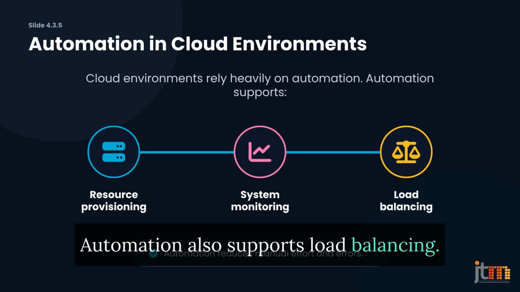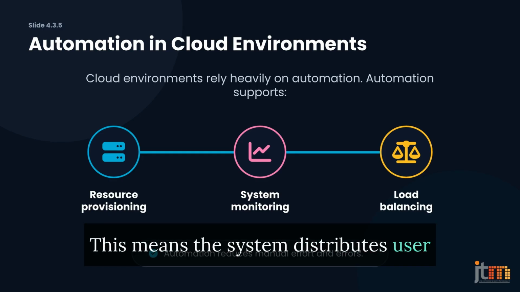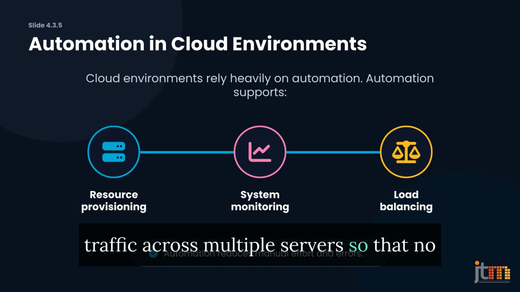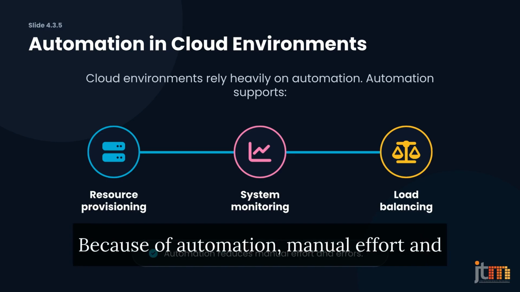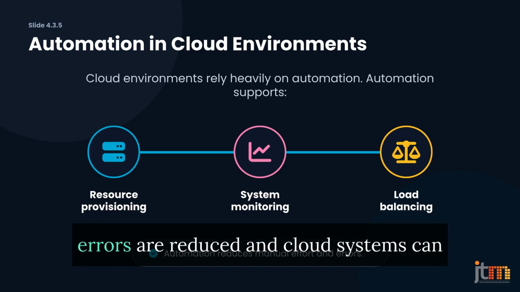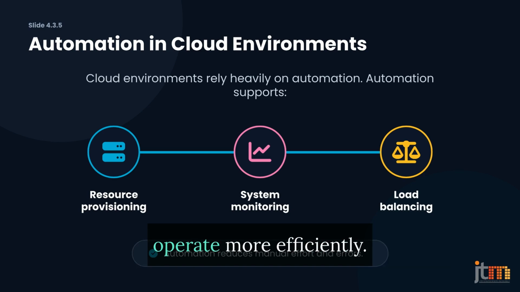Automation also supports load balancing. This means the system distributes user traffic across multiple servers so that no single server becomes overloaded. Because of automation, manual effort and errors are reduced, and cloud systems can operate more efficiently.